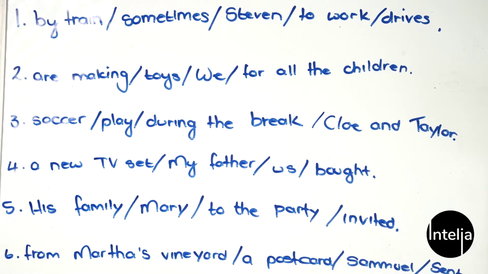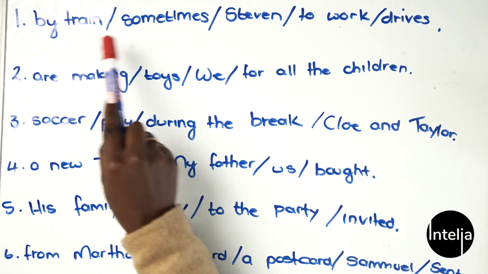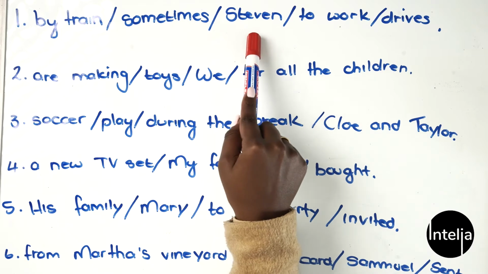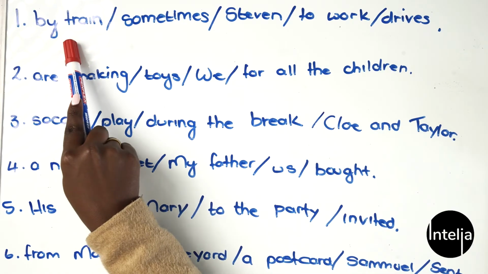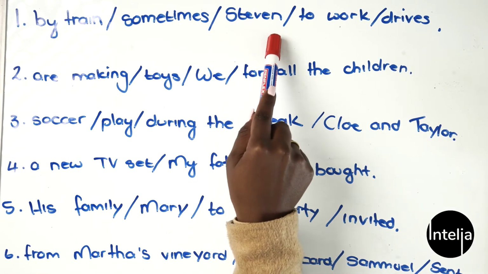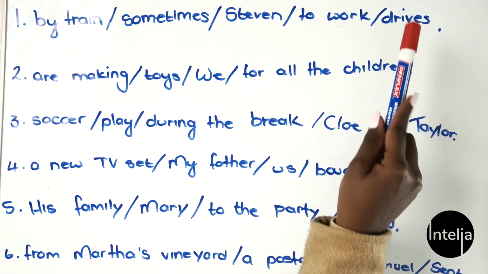And we're going to use special clues to put these sentences into order. But remember, our sentence always starts with the subject, which can be a person or a thing. And after the subject comes the verb. Awesome. Let's get started. Number 1, we have by train, sometimes, Stephen, to work, drives.